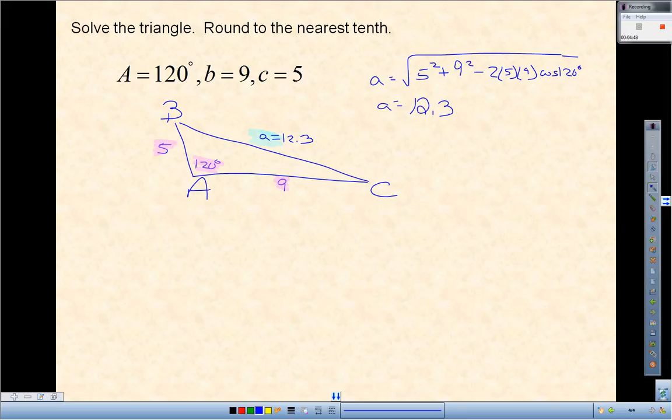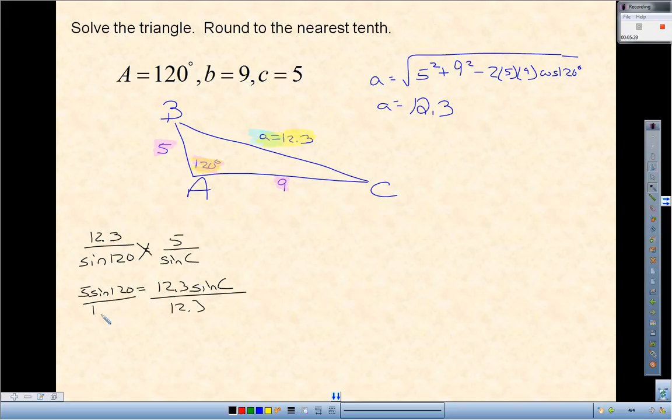Well, now that you have side A and angle A, you can pair up side A, which is 12.3, and angle A, which is 120 degrees. So I can use the law of sines now. So I'm going to have 12.3 over sine of 120 degrees equals, doesn't matter which one, 5 over sine C. I'm going to cross multiply, so I get 5 sine of 120 equals 12.3 sine of C.